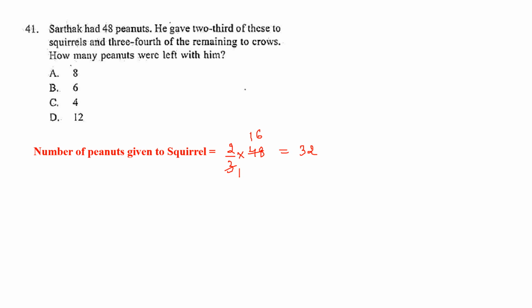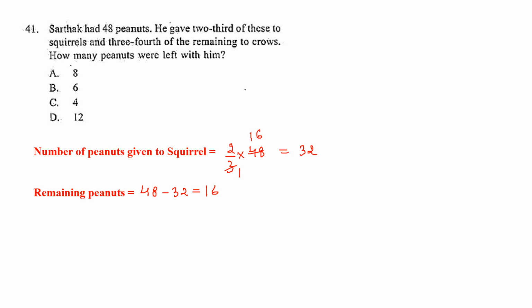Now next, it is given in the question, 3/4 of the remaining he is giving to crows. So first of all you have to find how much is remaining, because out of 48 peanuts, 32 peanuts he has given to the squirrel. So remaining will be 48 minus 32, which will give you 16. So 16 peanuts are left.